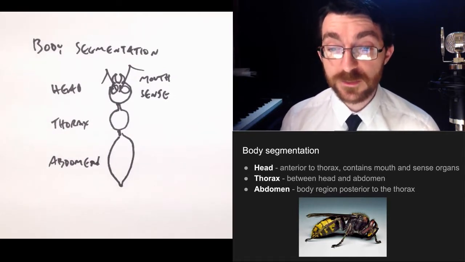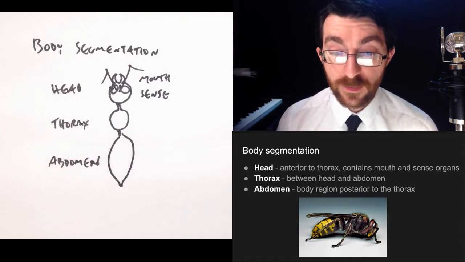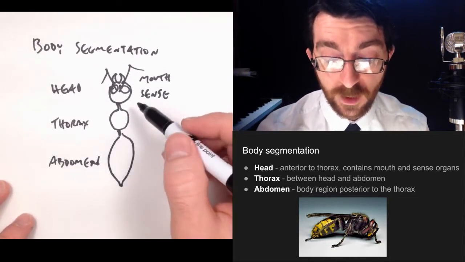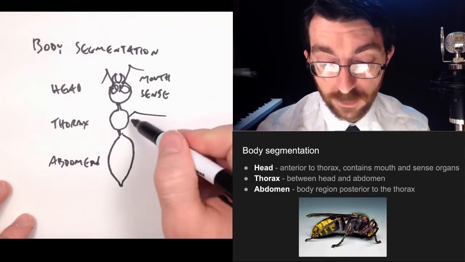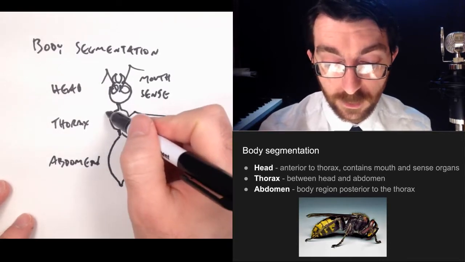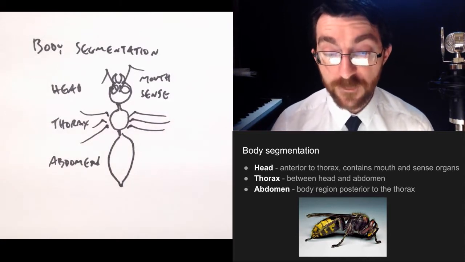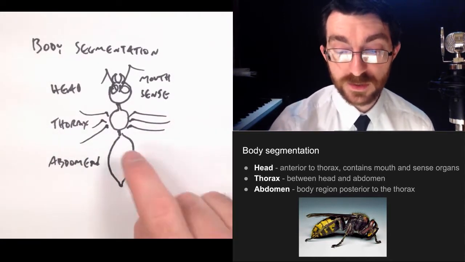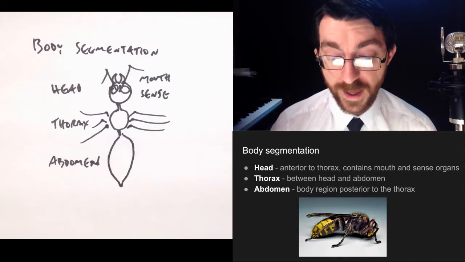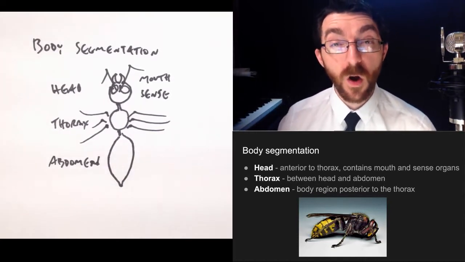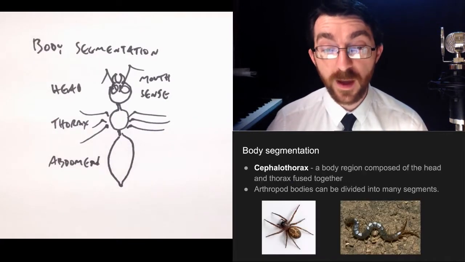The thorax is between the head and the abdomen. In the case of insects like this, it is also where their legs are. So let me go ahead and give this guy some legs. 1, 2, 3, 4, 5, 6. Okay, and abdomen. That is the body region posterior to the thorax. All right, well, that's not going to be the case for all arthropods, but this is a common way of dividing them up.